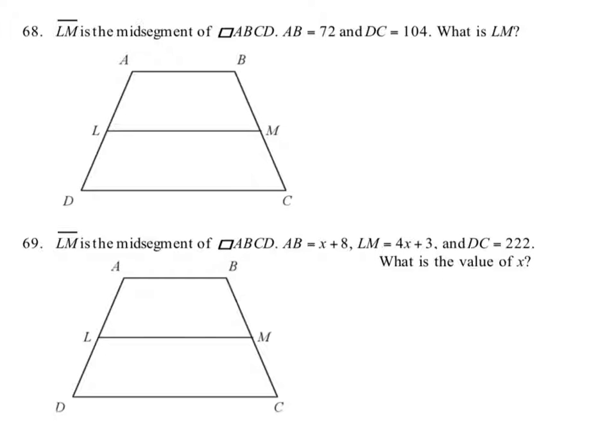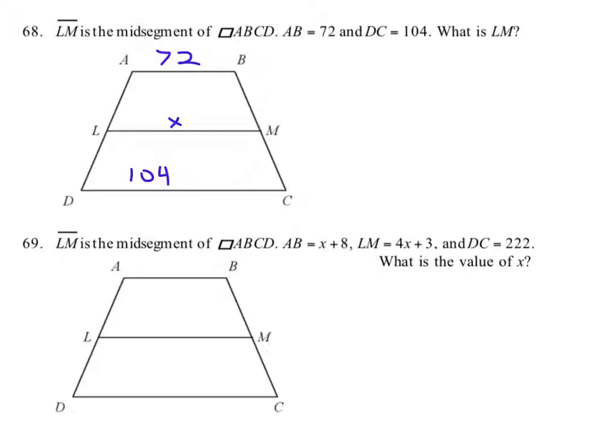Okay, number 68, let's tackle that one first. LM is the mid-segment, and we want to know what that is. We don't yet know what it is. I'm going to call it X. Let's just call it X because it's a length, and there's no other X variables in there. We know that AB is 72, and we know that DC is 104.